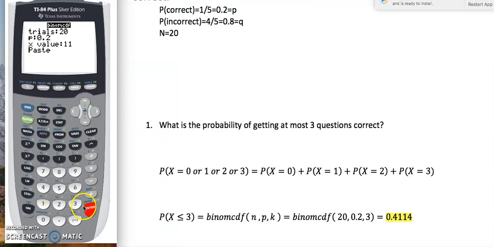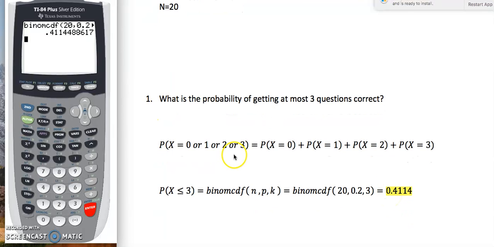So we still have 20 trials. 0.2 is our probability of success. And the x value in this case, we want at most 3 questions correct. So press enter, enter, and enter. So our probability is 0.4114.